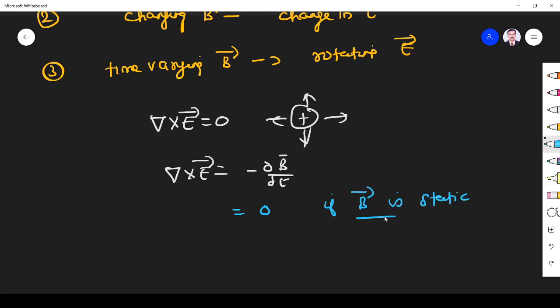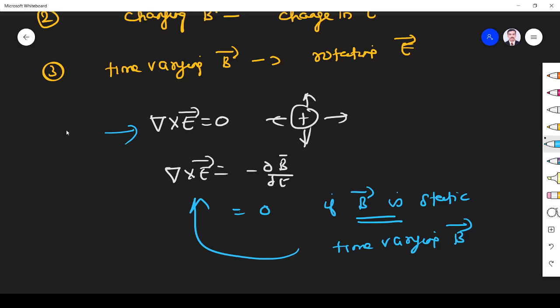So only a changing magnetic field can induce a rotating electric field. A time varying magnetic field only will induce a change in electric field. A simple static magnetic field will not induce it. That's what we have put as the condition.